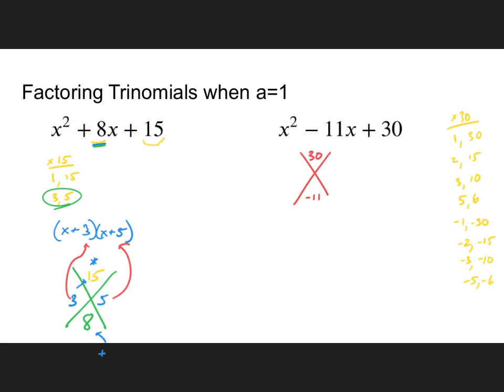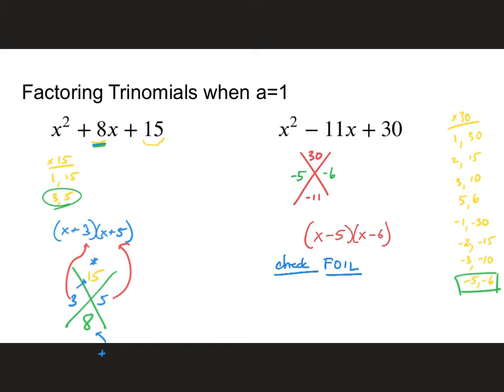And once I remember my negatives, here are the two numbers that give me negative 11. So my values are negative 5 and negative 6. So when I factor this, I get x minus 5 times x minus 6. You can really quickly check yourself. You can check yourself by foiling if you wanted to.